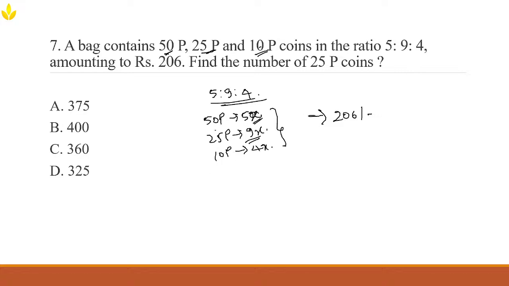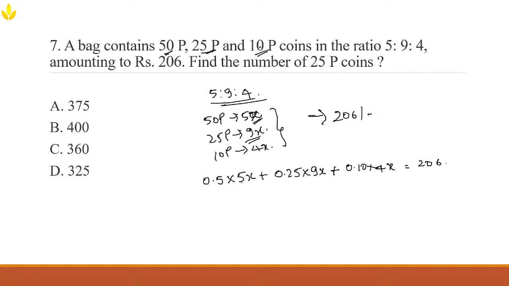So here 50 paisa is nothing but 0.5 rupees. So we have it in 5x of number, plus 25 paisa is nothing but 0.25 rupees into 9x of number. And again, 10 paisa is nothing but 0.10 rupees, which we have in 4x of the numbers. So adding all of it, we get 206 rupees.